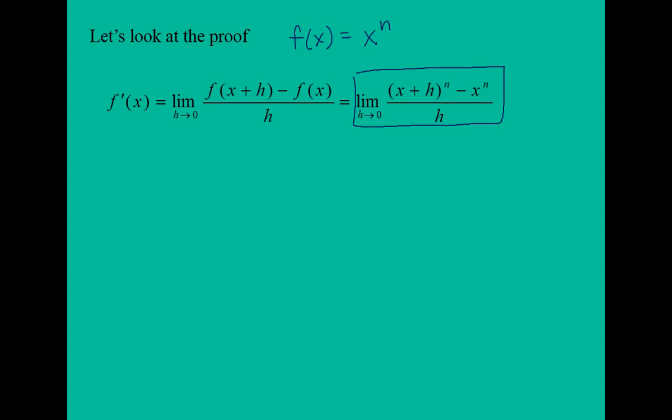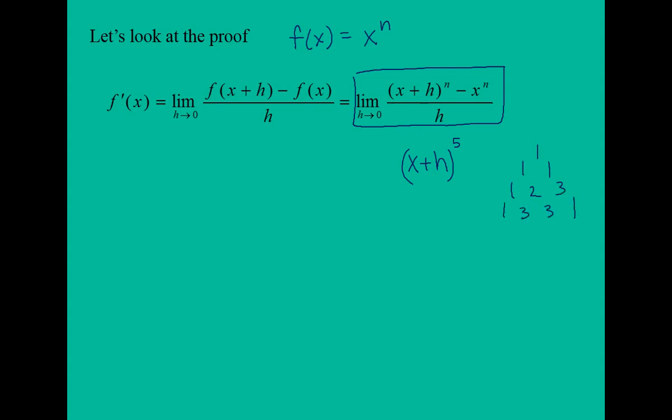Now, before we proceed with this, if I have x plus h to the, let's say, the fifth power, there's a process that we can use to greatly simplify finding or expanding this binomial. So that process involves, one way to do it is Pascal's triangle.